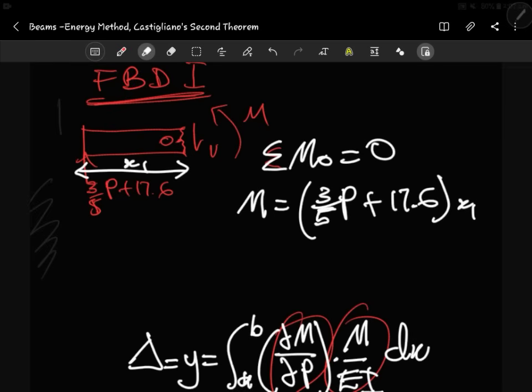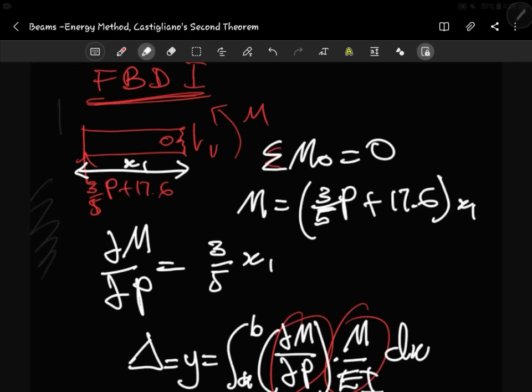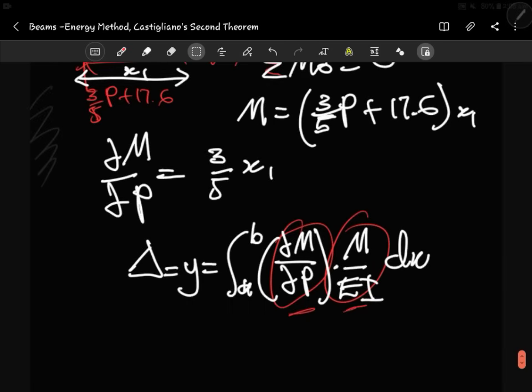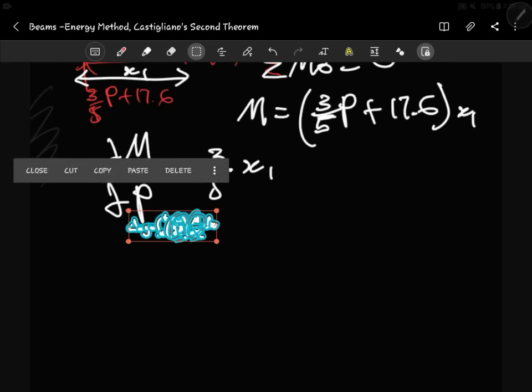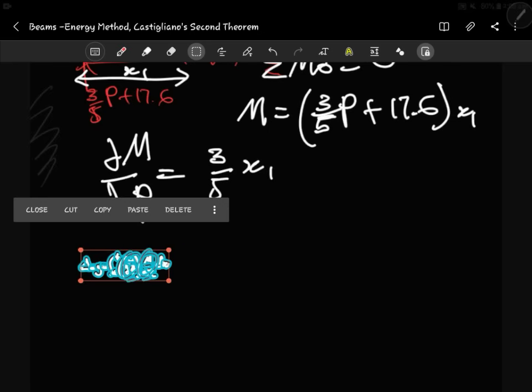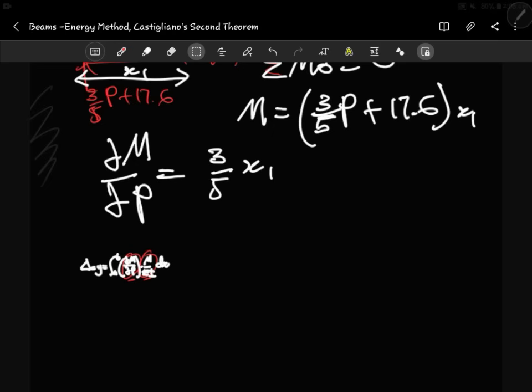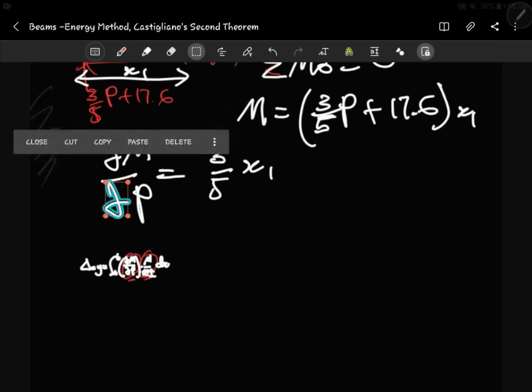Okay, so with this, we need two things. We need a partial derivative of this with respect to p. We end up getting 3 on 5 xi. And then the m, let's clean this. Okay, and now we found this, we need the m.